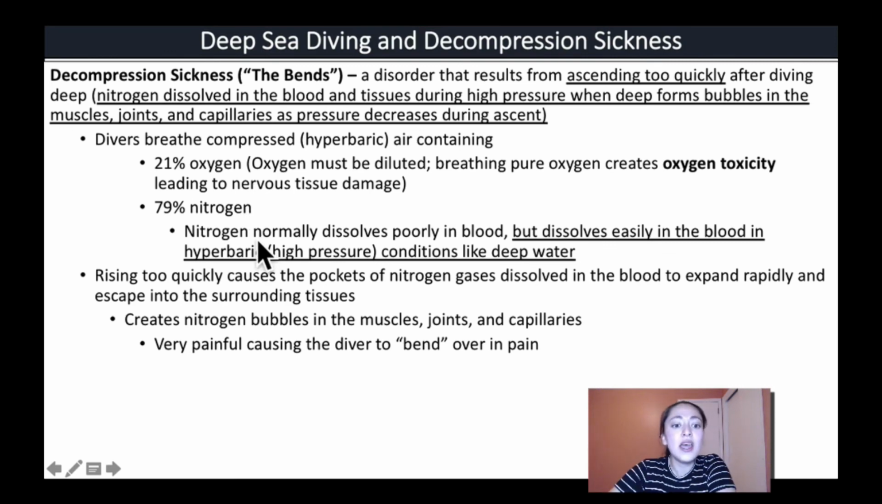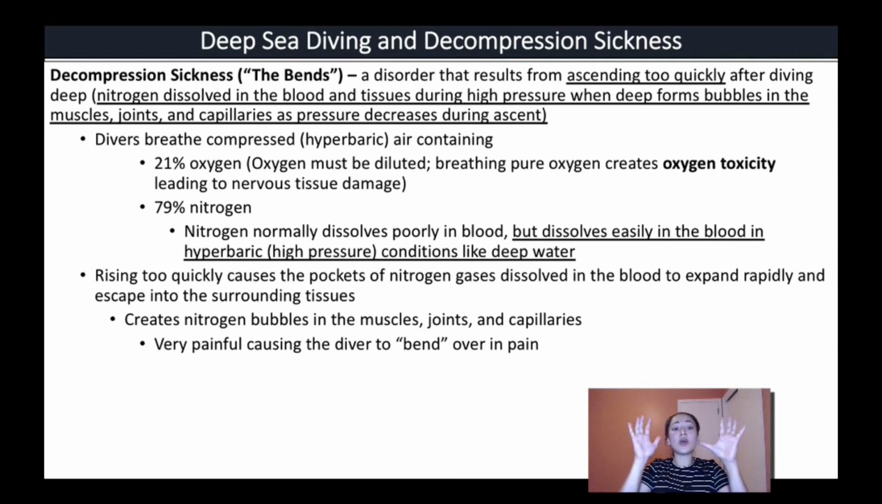Nitrogen normally dissolves poorly in your blood, but because this person's breathing in really compressed air, highly pressurized air, and they're in a very pressurized environment when they're going really deep, that nitrogen will easily dissolve in their blood. And so their blood has a lot of dissolved nitrogen in it as they dive really deep. Now, the problem arises whenever you start rising too quickly, because imagine it, you're diving really deep, nitrogen's getting dissolved in your blood. So imagine these tiny little nitrogen bubbles in your blood.